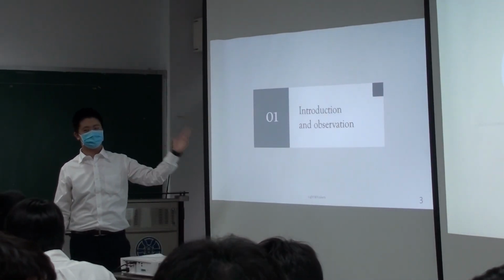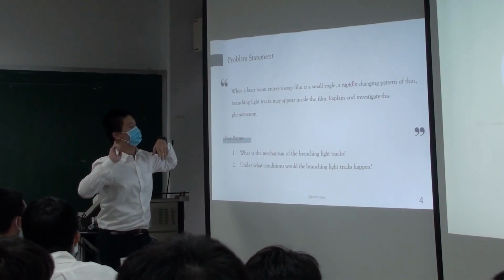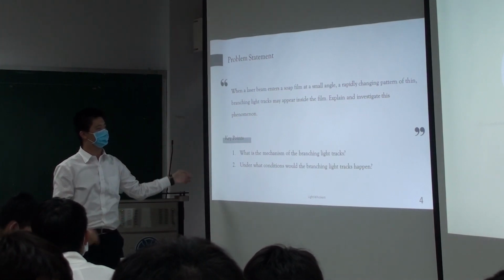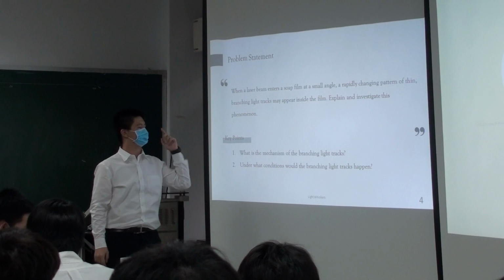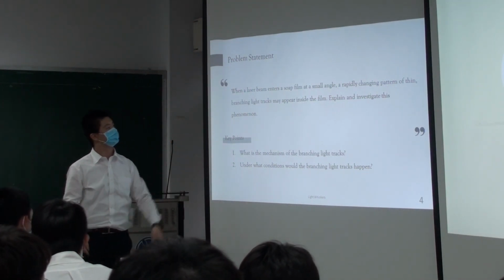First of all, introduction and observation. This is the problem statement: when a laser beam enters a soap film at a small angle, a rapidly changing pattern of thin branching light tracks may appear inside of the film. Explain and investigate this phenomenon. We have 2 key points. First, we have to discuss the mechanism, and second, the ambient conditions.